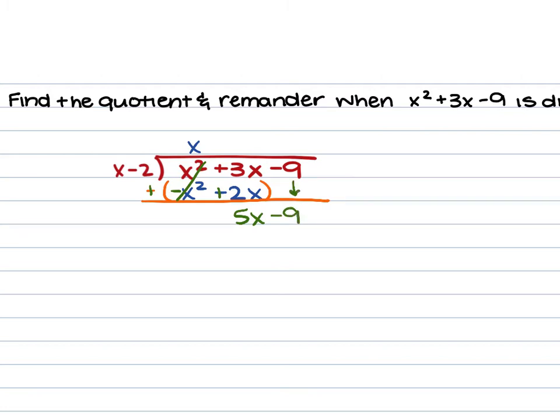We're going to continue to do the same exact thing. So ask yourself, x times what gives us 5x? If we multiply it by 5, we get the 5x. And 5 times negative 2 is negative 10. We are going to subtract these two binomials or add the opposites. So this 5x cancels out. Negative 9 plus 10 is 1. So this is giving us a final answer of x plus 5 plus your remainder of 1 over what you divided by, x minus 2.